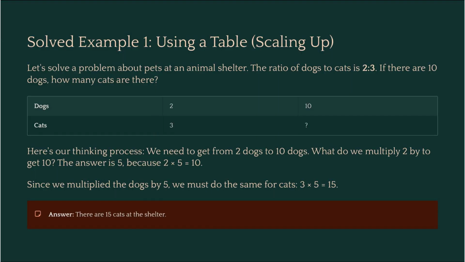Let's see the table method in action with example 1. We know the ratio of dogs to cats is 2 to 3. Now we want to scale up. If there are 10 dogs, how many cats are there? Look at the dogs row. To get from 2 to 10, we had to multiply by 5. We must apply the same factor to the cats row. So we multiply 3 times 5, which gives us 15 cats. The ratio table helped us see the scaling factor right away.